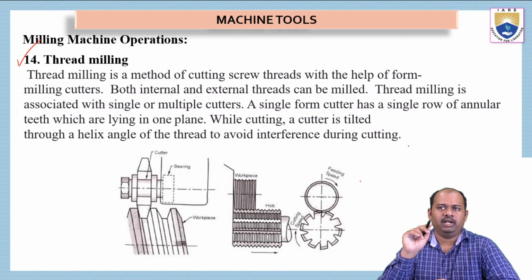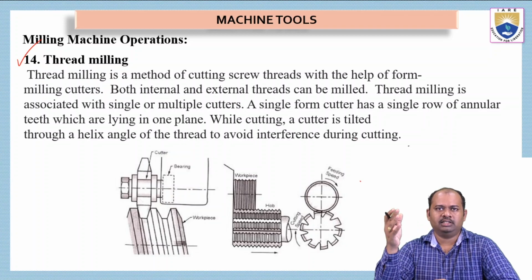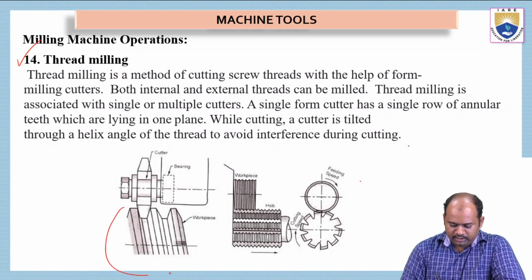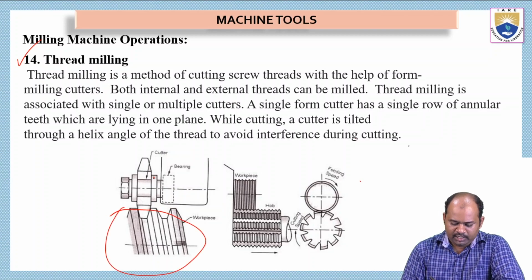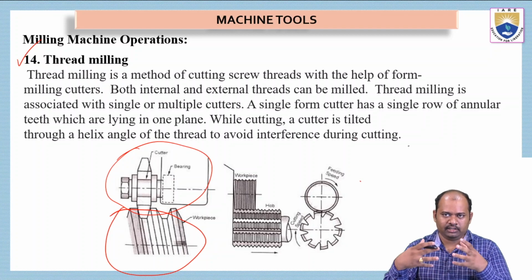A single form cutter has a single row of annular teeth which are lying in one plane. While cutting, the cutter is tilted through the helix angle of the thread to avoid interference. See here, this is a metal object on which we are cutting threads, and this is the cutting tool, which is slightly inclined, not vertical, so that we can get helical angles. Helical threads can be easily cut on this surface.